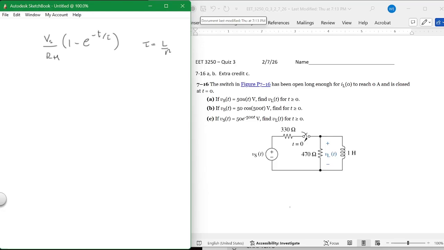That's how you know, if you find a circuit that's got a DC source, would R be R Thevenin? Yes. Tau, yes, this is the R Thevenin, yes.